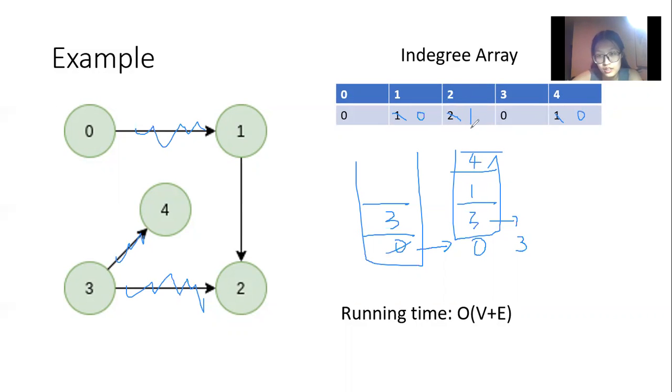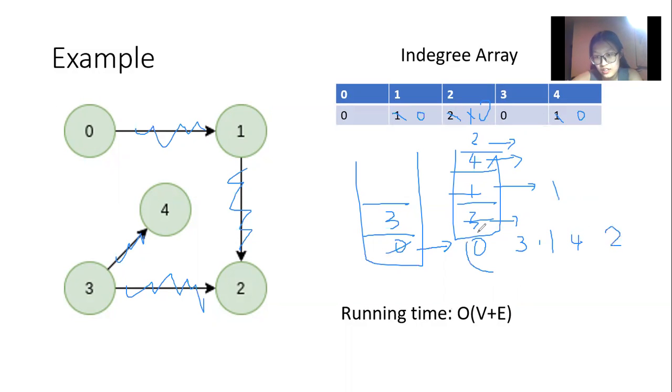2, we cannot put into the queue because its indegree is still 1. Okay, and then we output 1. For 1, we can finally remove this edge, and this is changed to 0. So here's 2. And then we just dequeue 4, dequeue 2. So we have 0, 3, 1, 4, 2.